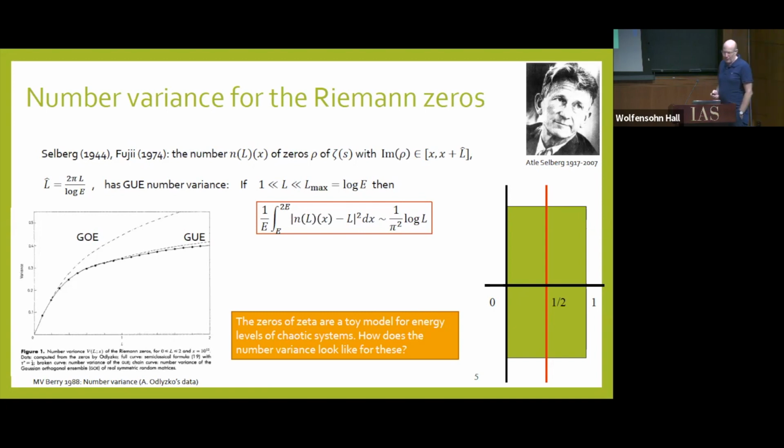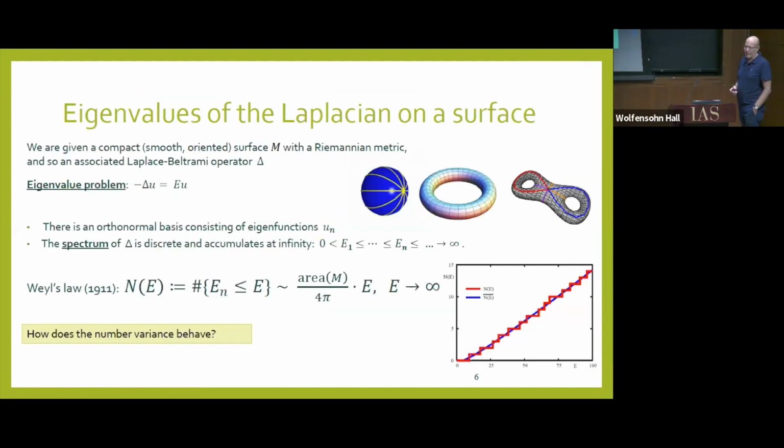So as I was saying, for me, the Riemann zeros are just a toy model. I want to use the intuition from them to study more complicated systems. And these are the eigenvalues of the Laplacian. So instead of the Riemann zeros, we look at eigenvalues of the Laplacian on a surface, just to make things simple. So you start with a surface, compact, smooth, oriented, and you put a Riemannian metric on it. And that gives you a Laplace-Beltrami operator, which has eigenvalues.